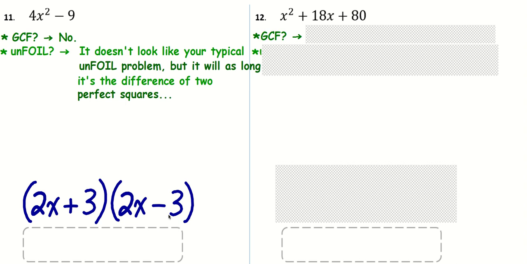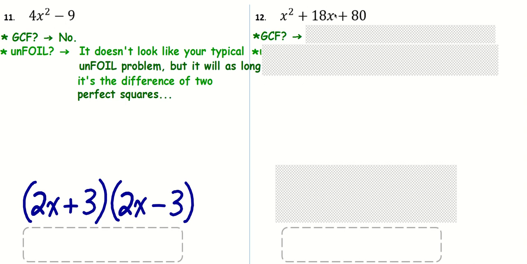And again, I guess I wouldn't be completely thorough if I didn't mention this. You could have also thought of this as having a middle term. It's 0x. But then you'd have to go through all the steps of the Phoenix method, which will work, but just recognizing this as the difference of two perfect squares saves you all that trouble. But you could think of there being a middle term of 0x and then do the Phoenix method, whatever.